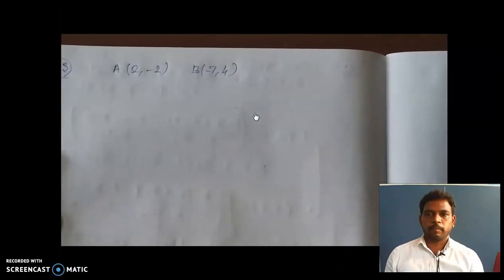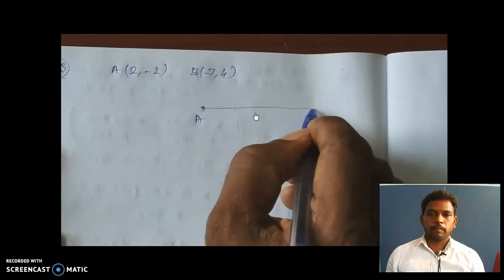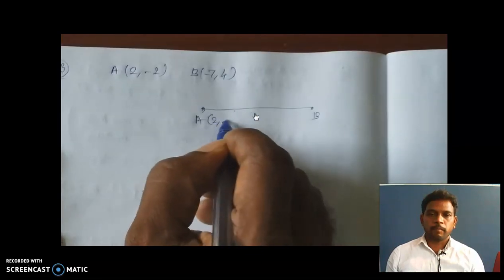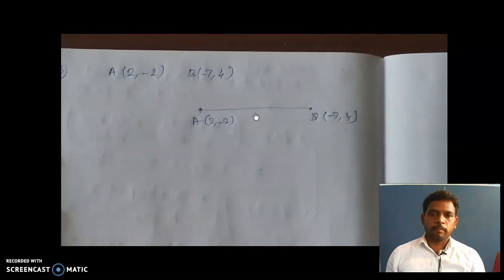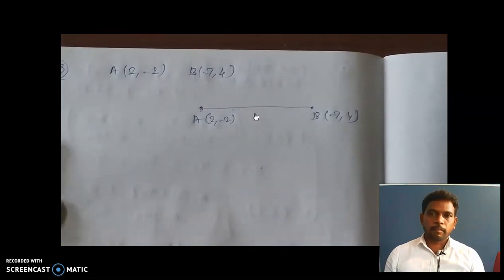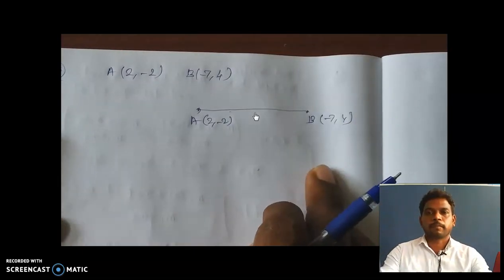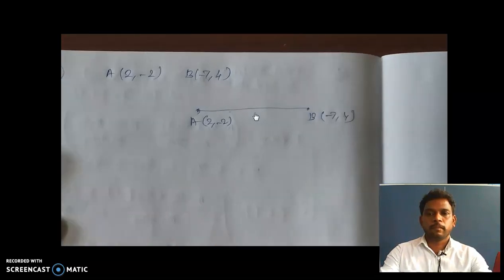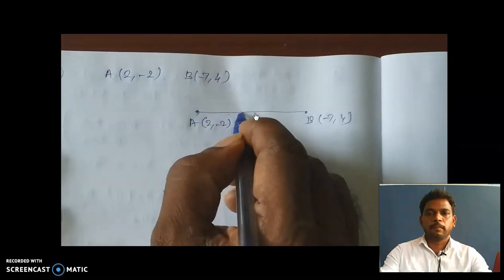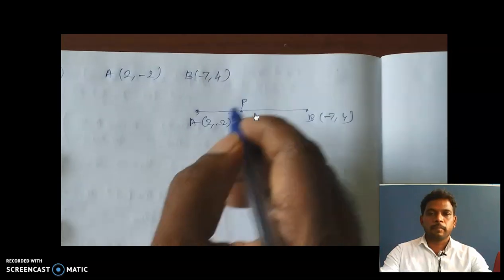The third question, what is the solution here? The endpoints A and B are given as (2, -2) and (-7, 4). Let us take this one as A and this one as B. They also ask us to find the coordinates of the points of trisection of the line segment. Trisect means we are going to split the line segment into 3 equal parts. Suppose we put only one point here, that point divides the line segment into 2 parts only, one is AP and another one is PB.